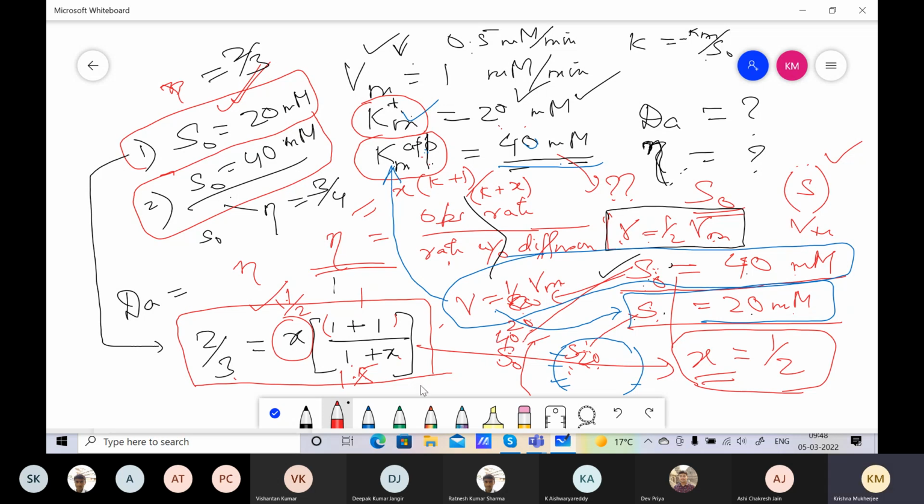Let us solve one part at least. So what is the Damköhler number? If I found the efficiency as, what was it, 2 by 3, we found out x is equal to half. What is the Damköhler number?